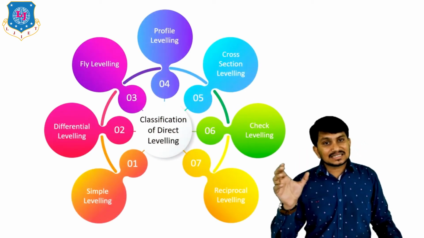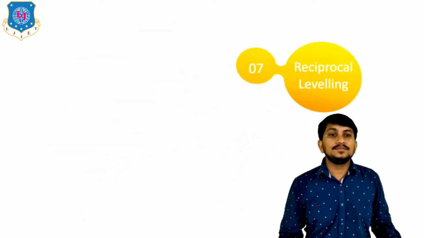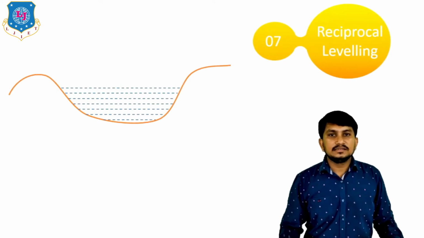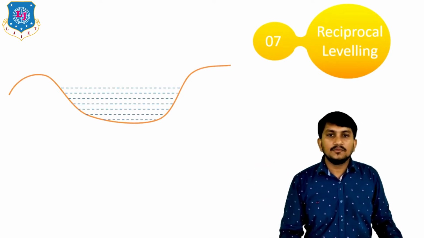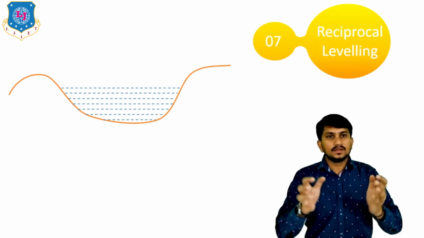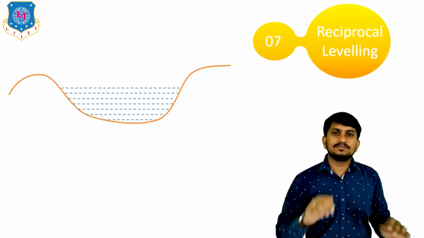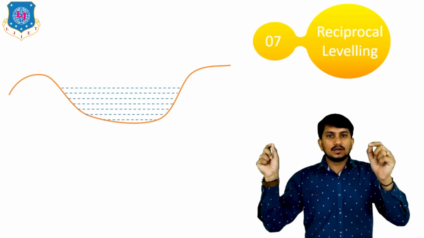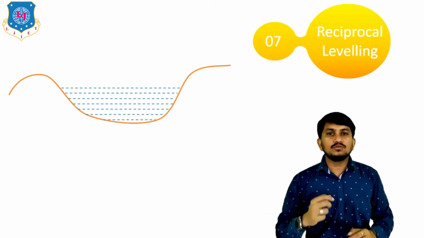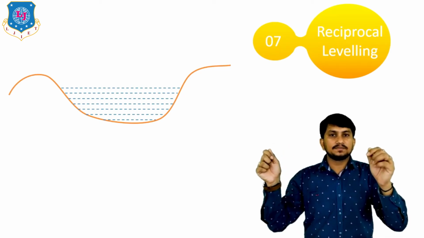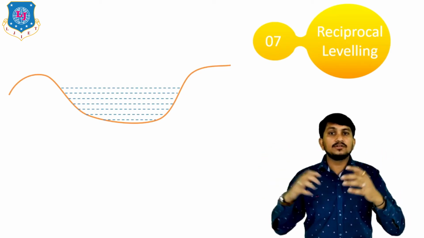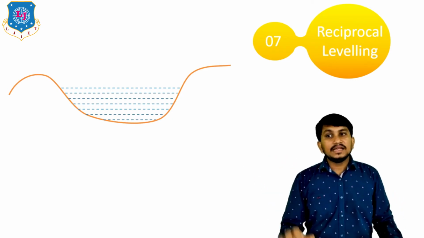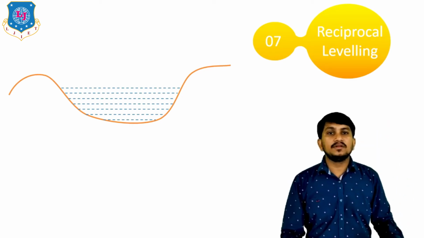Now let's discuss the last type of leveling, which is reciprocal type of leveling. Let's understand by one figure. Suppose this is the one type of ground condition where the center position is filled up with water or there is one river passing through this. Our points are at two banks of the river. Okay, and we have to find out the level difference between these points. To find out the level difference, we cannot do our setup in between because of the water. In this type of condition, reciprocal type of leveling is used.